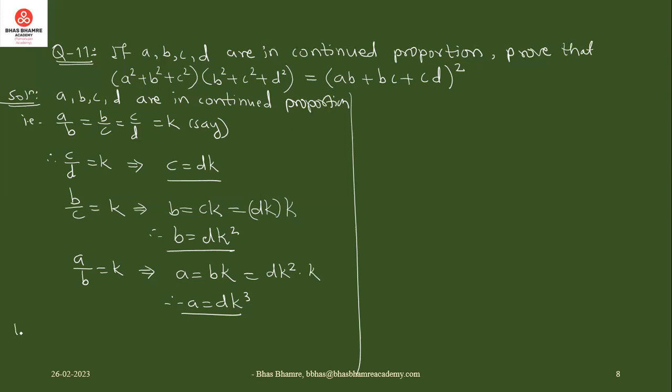So take LHS: A square plus B square plus C square into B square plus C square plus D square. Now put in their values.